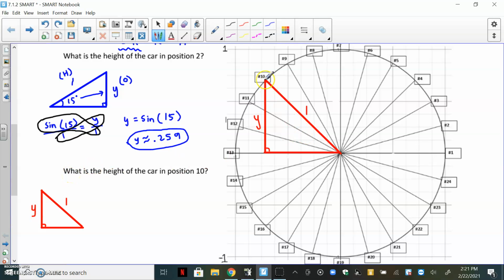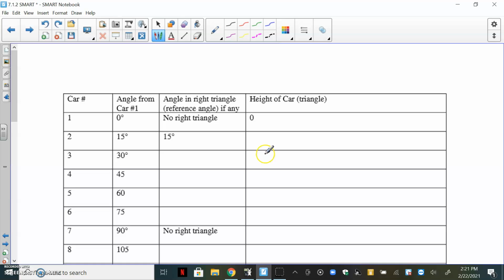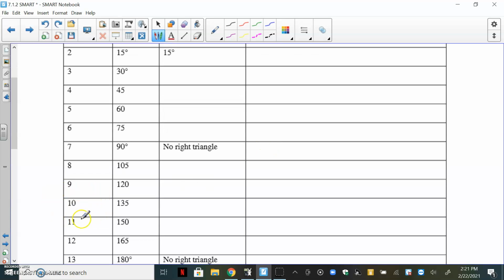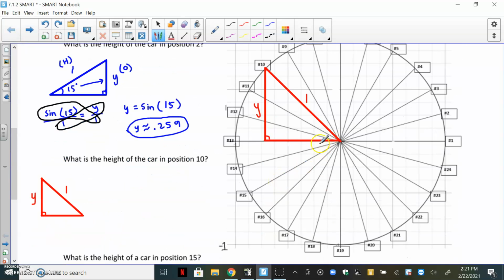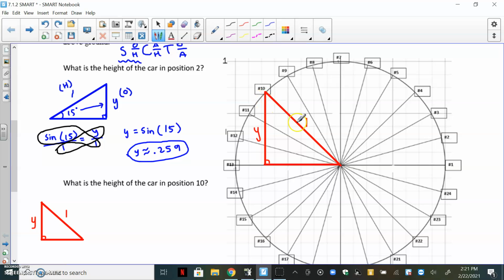So at position 10, we go to our table. Position 10 is an angle of 135 degrees. Here's the thing about that. That tells us that from the start to this position, we have rotated 135 degrees. So in fact, this angle right over here is 135 degrees. However, that isn't the same angle as what's in our triangle. We have to do a little bit of math to find this angle.